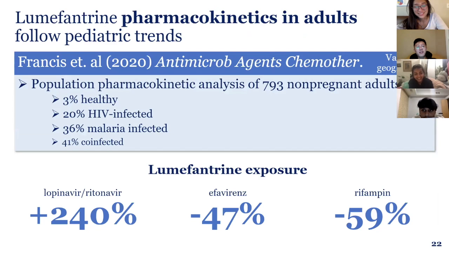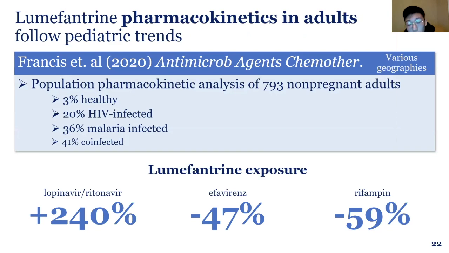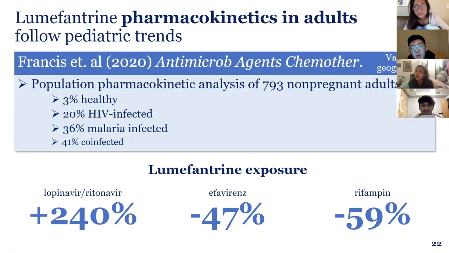And then as a quick aside, I didn't pull these studies out explicitly, but I think it's nice to show that these effects in pediatric populations can be replicated in adults. In this study, lumefantrine exposure was increased among adults who received lopinavir-ritonavir and was decreased in patients that received efavirenz, which is our NNRTI, as well as rifampin, which is a well-known antitubercular and a CYP3A4 inducer. That is consistent with the idea that CYP3A4 is playing a critical role in this lumefantrine PK effect.